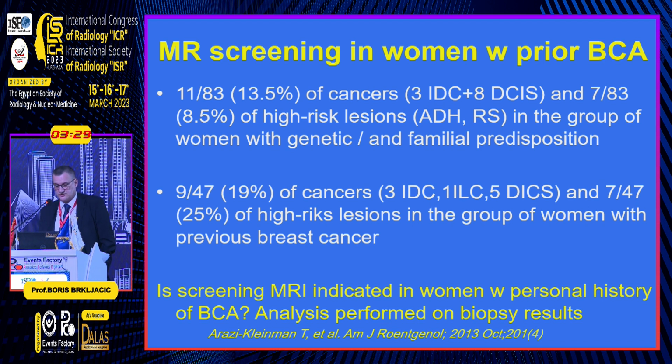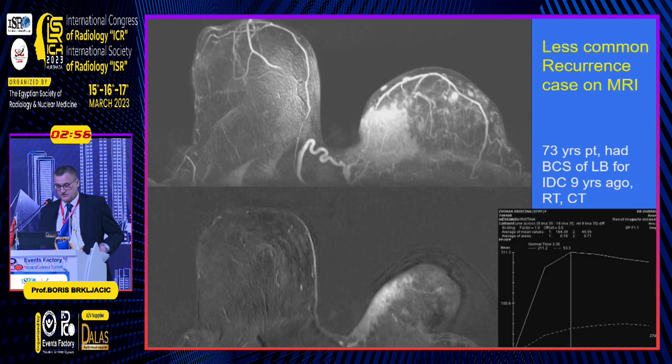So it was published already 10 years ago that if you compare with a group of women with genetic and familial predisposition, with MRI you see more findings, either cancers, invasive or in situ, or high-risk lesions, in the group who previously had breast cancer. So this gives rationale to actually use MRI in screening of these women who had previous breast cancer.